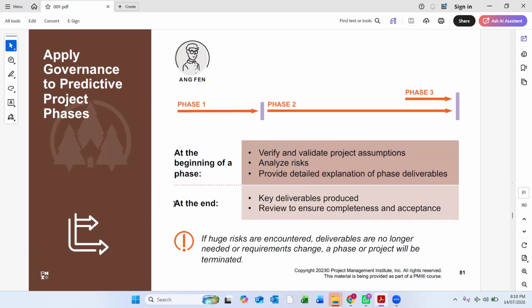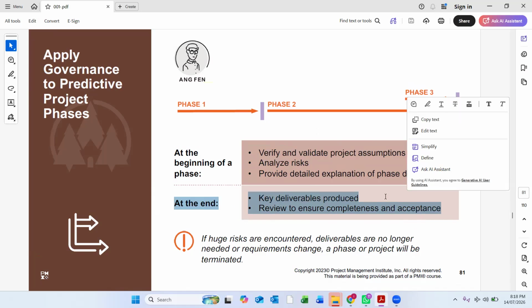At the end of that particular phase, there should be the key deliverables that have been produced, and what is to be reviewed, and what is there to ensure that completion and acceptance are there. Snagging, desnagging, we should know that the project is really ended or not. All the scope of work has been delivered. All the deliverables are achieved or not achieved.